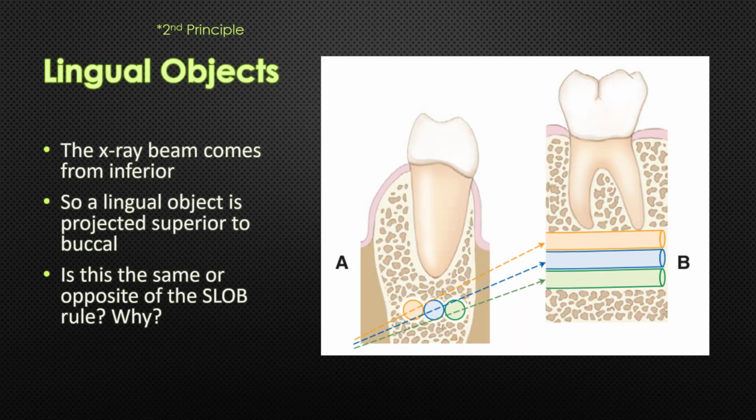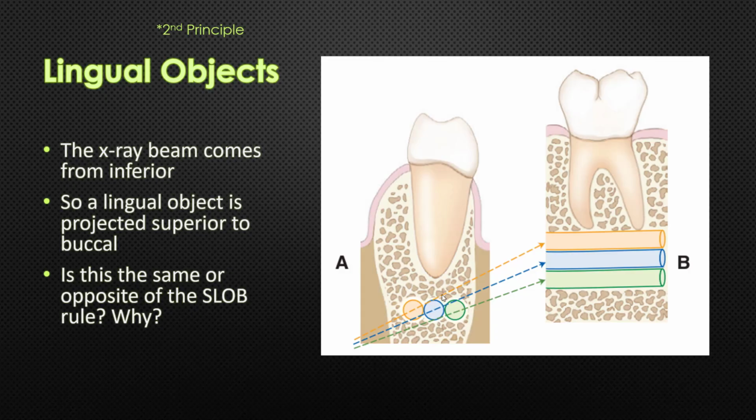So this is the second principle to understand, lingual objects in panoramic images. And this one's pretty straightforward, but the X-ray beam comes from the inferior. So it's coming from behind where you're imaging, behind the head, or from the side. It's coming from the other side, but it's also coming from the inferior. What that means is an object that lies lingual to other objects is going to be projected superior to those objects. And this shows an example.